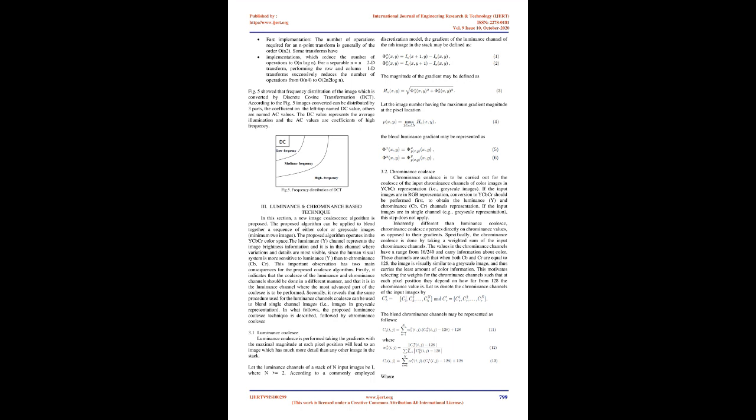Fig 5 showed the frequency distribution of the image which is converted by the discrete cosine transform, DCT. According to Fig 5, the converted image can be divided into parts: the coefficient at the top left is named the DC value, and the others are named AC values. The DC value represents the average illumination, and the AC values are coefficients of high frequency.